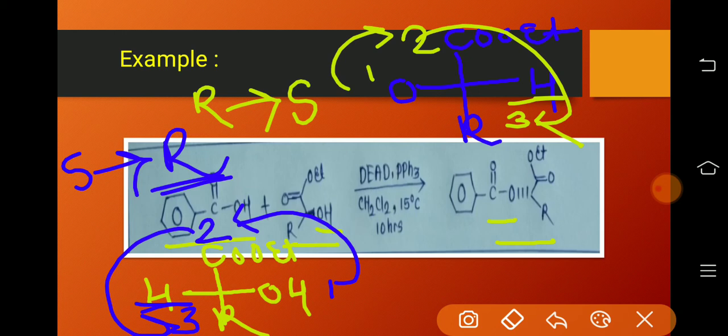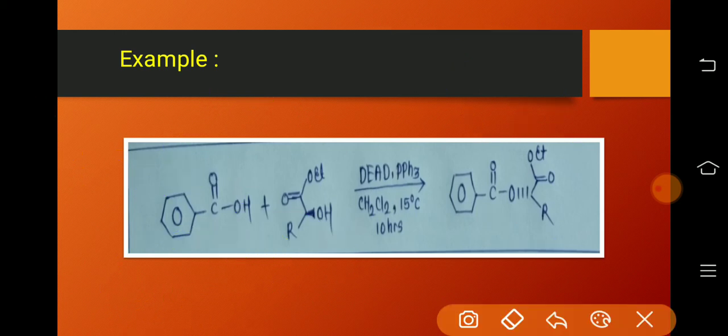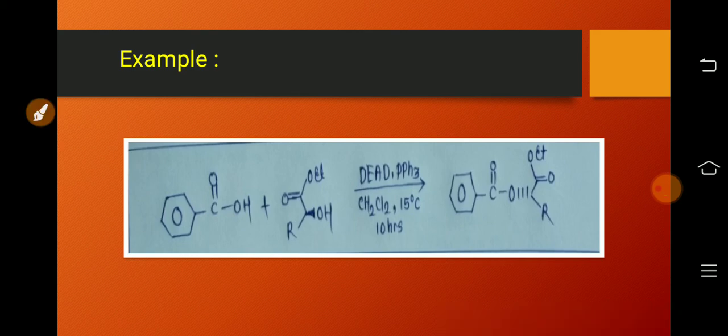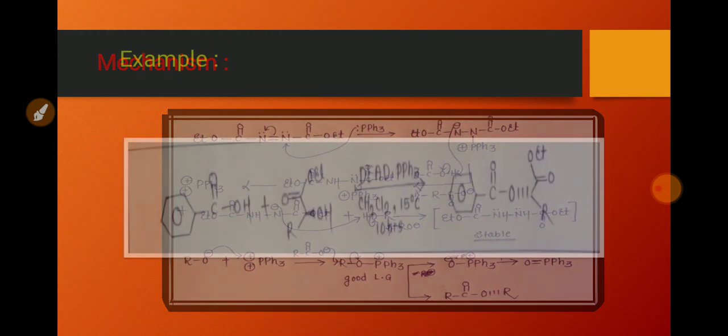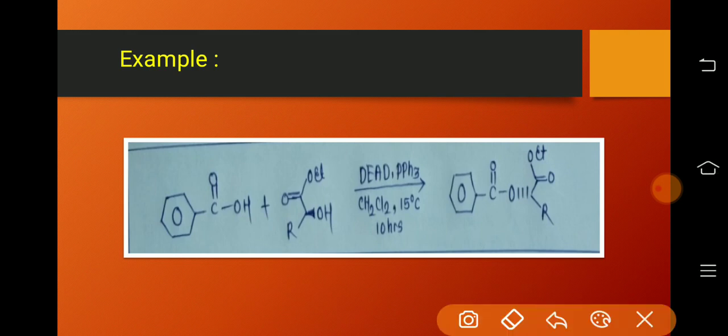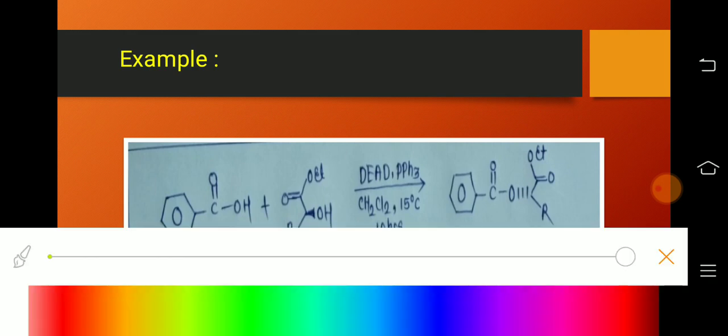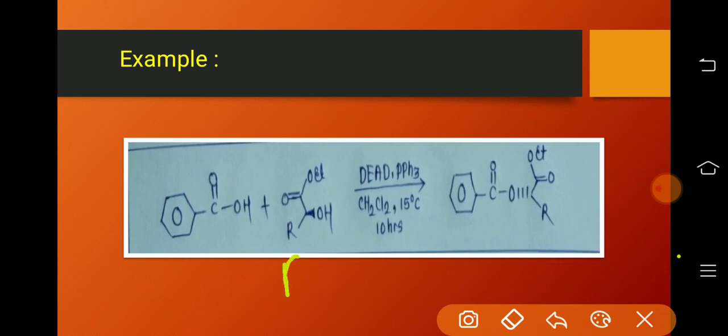In this way we understand that the reactant has R configuration and the product has S configuration. So yes, by the Mitsunobu reaction we get an inverted product from alcohol.